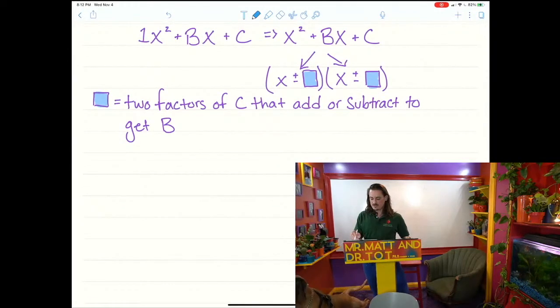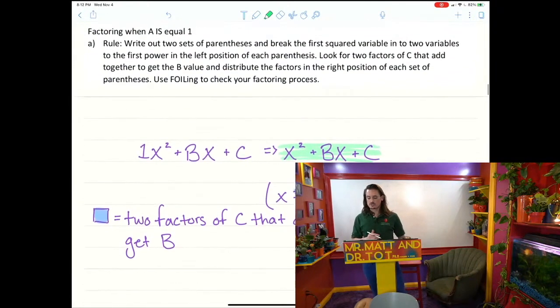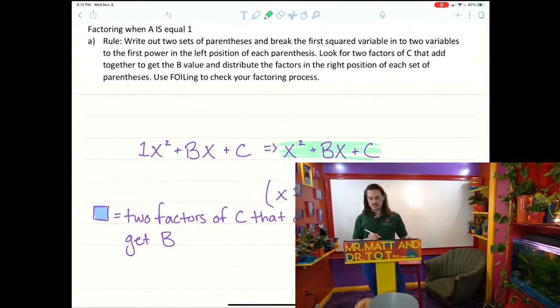So when we have a standard form where the leading coefficient is 1, and remember, if there's a leading coefficient of 1, it's implied. We usually don't write it out. So if it's x squared, the x gets positioned into the first left-hand spot in the parentheses, and then, going back to the rule, we're going to look for two factors of c that add together to get the b value, and then distribute those factors in the right position of each parentheses, and we can always use foiling to check that we did the appropriate process.